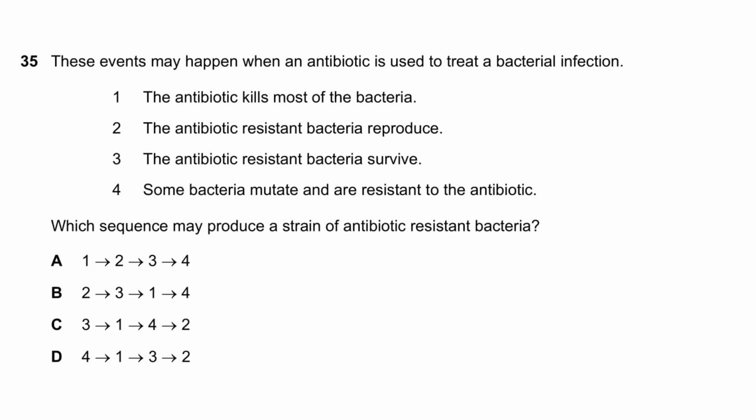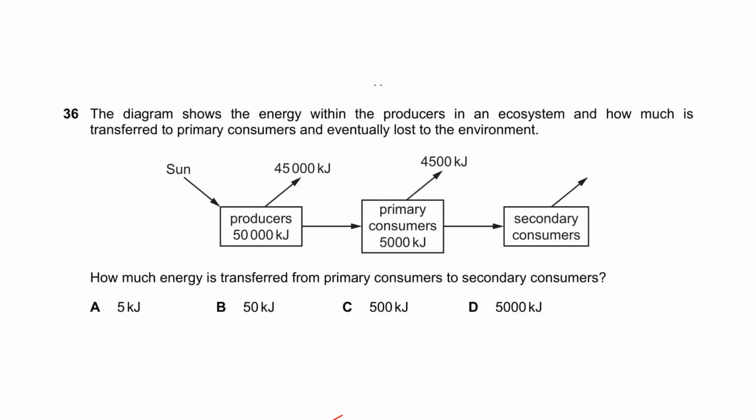Obviously, we know this one is first, because first they have to mutate to develop those resistant genes. And then it will kill most of the other bacteria that are not resistant. And then the bacteria that are resistant will survive, and then they reproduce. So the order is 4, 1, 3, 2. The answer is D.